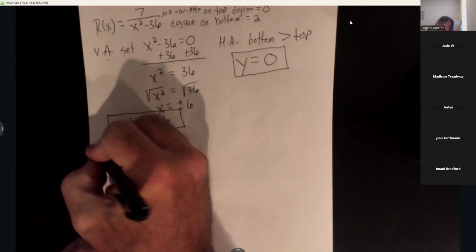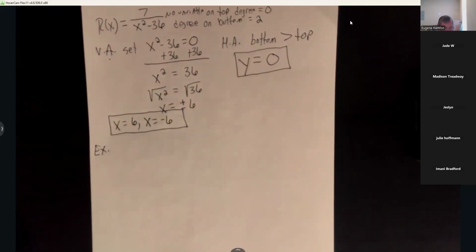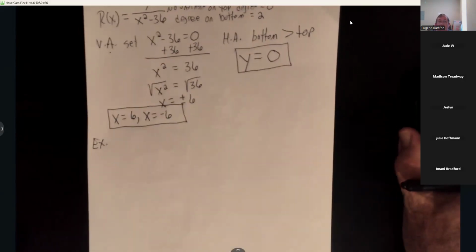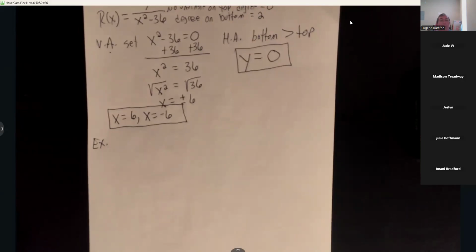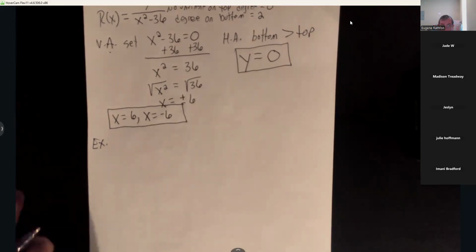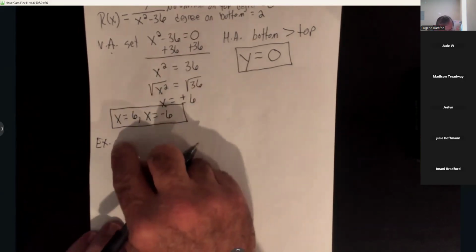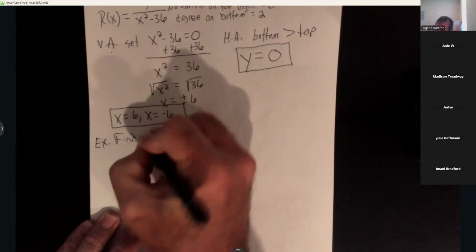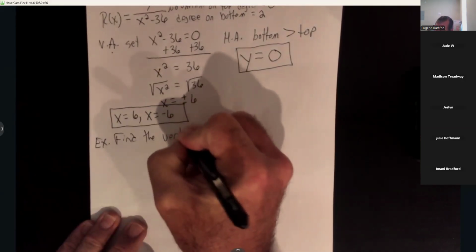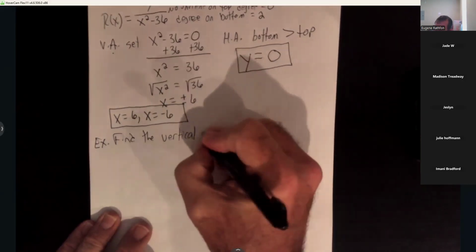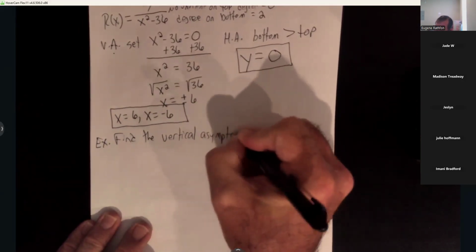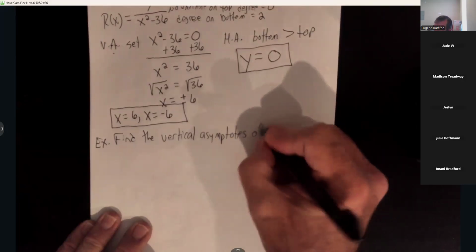So now let's look at some examples. The next few examples are going to go through vertical asymptotes, and then there'll be some examples doing horizontal asymptotes. And these examples are only asking for the asymptotes, okay? So we don't have to graph and do all that stuff. All right, so y'all, these are going to say find the vertical asymptotes of the function.